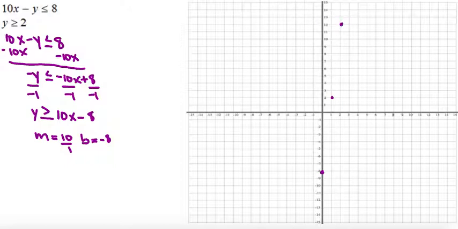Right, and then since my inequality symbol is greater than or equal to, since it has that "or equal to," this line is included, so it is a solid line that I'm drawing.